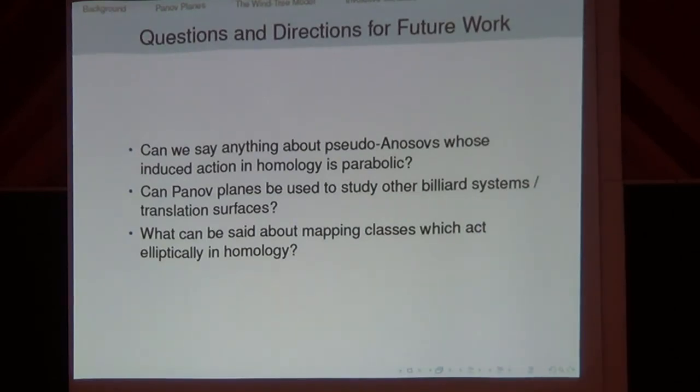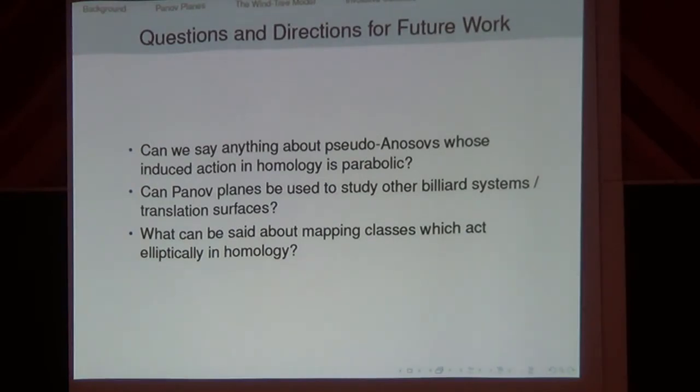So, there are a couple of obvious questions that arise from this. The first one is that I talked about things that act hyperbolically in homology and elliptically in homology. I didn't say anything about things that act parabolically in homology, and the reason is that we don't have any examples of pseudo-Anosovs, these L's, whose action in homology is parabolic, and we also don't know a reason why they shouldn't exist, so we don't know what goes on right there. Another question is, can you use Panov planes to study other types of billiard systems in the wind tree model, and can you get more results about the wind tree by using these Panov plane constructions?